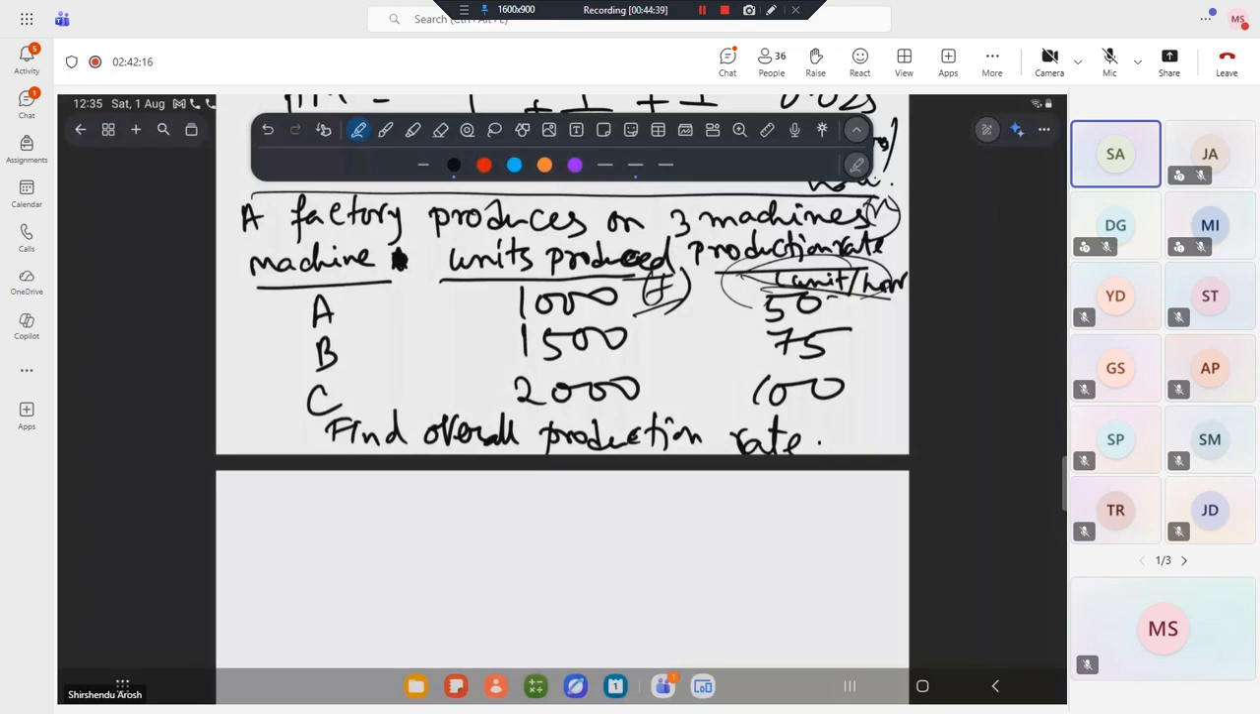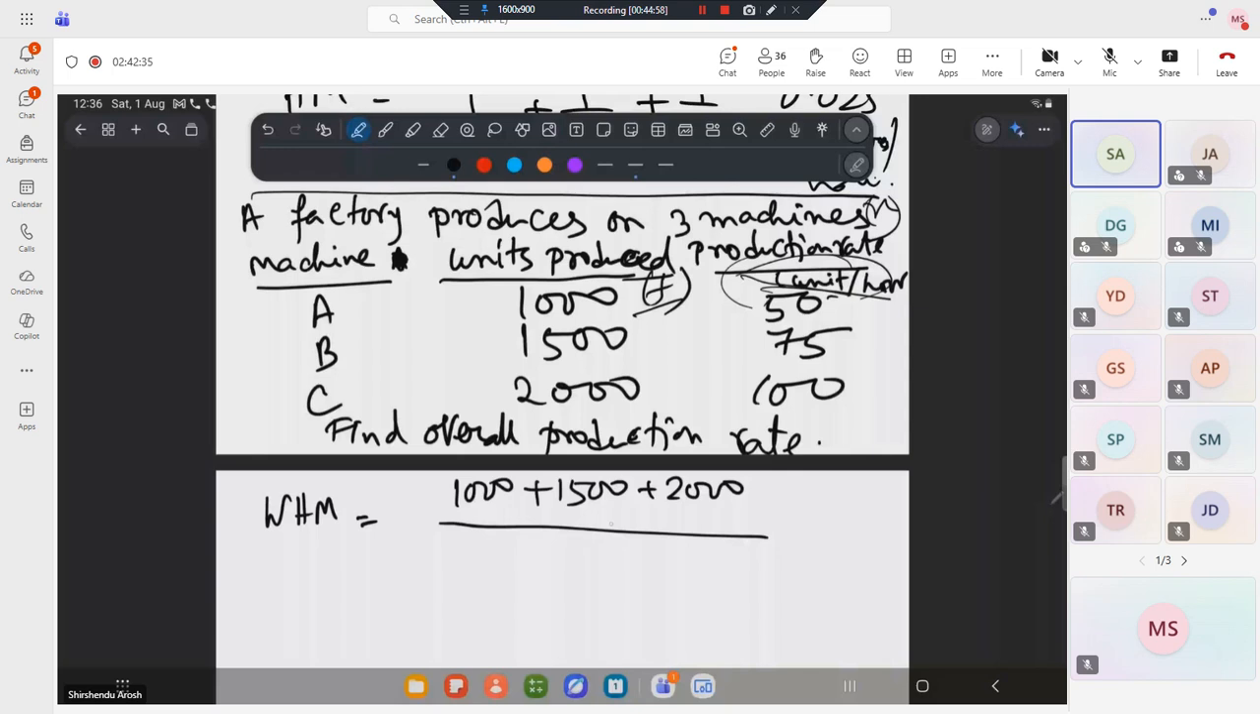So again, if I use the weighted harmonic mean formula, if you remember, the summation of f should be on the top: 1,000 plus 1,500 plus 2,000, and below it would be the summation of fi by xi, right?